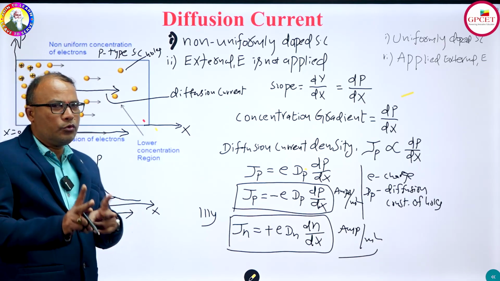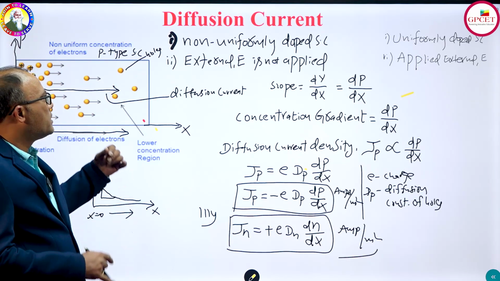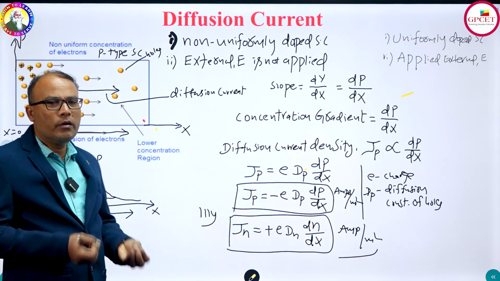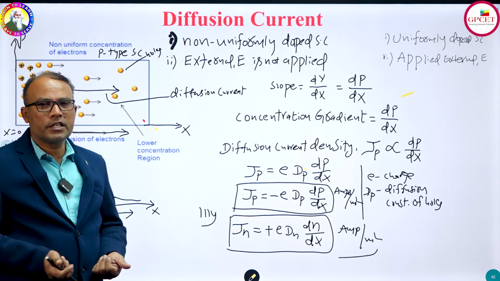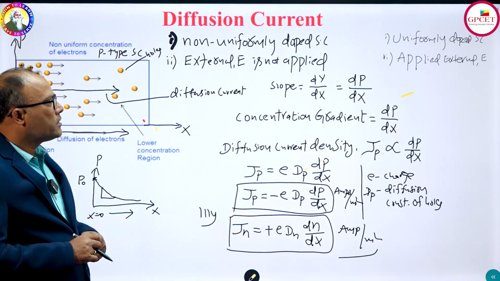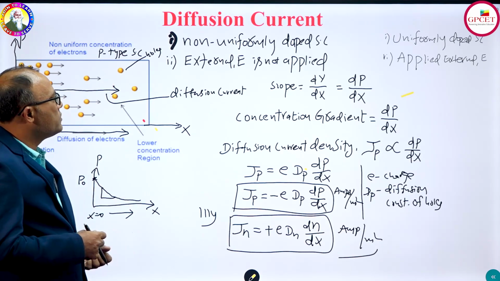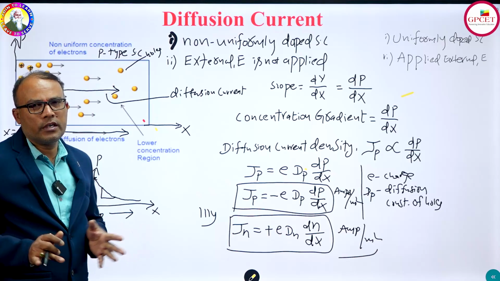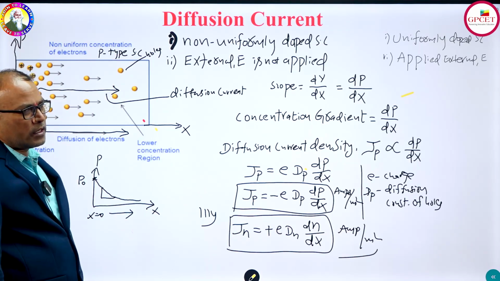There are only two differences between diffusion and drift. Drift occurs in a uniformly doped semiconductor, whereas diffusion occurs in a non-uniformly doped semiconductor. And drift exists for an applied external electric field, but diffusion exists without applying any external electric field. So these are the two differences between diffusion current and drift current.